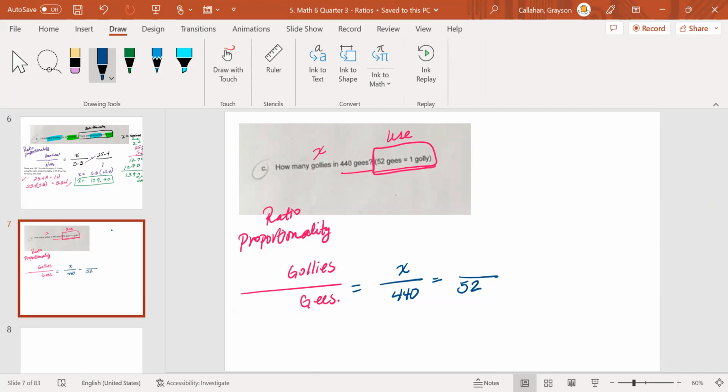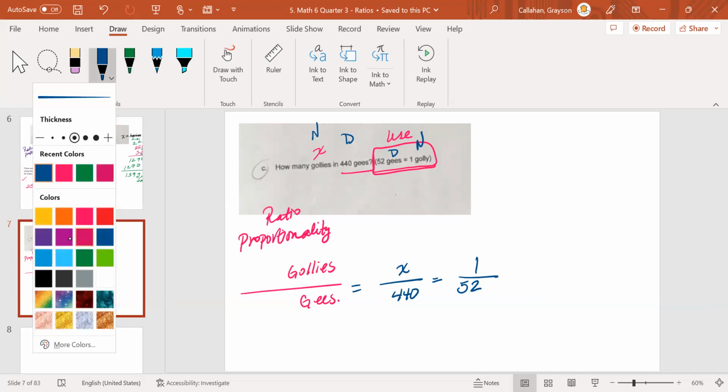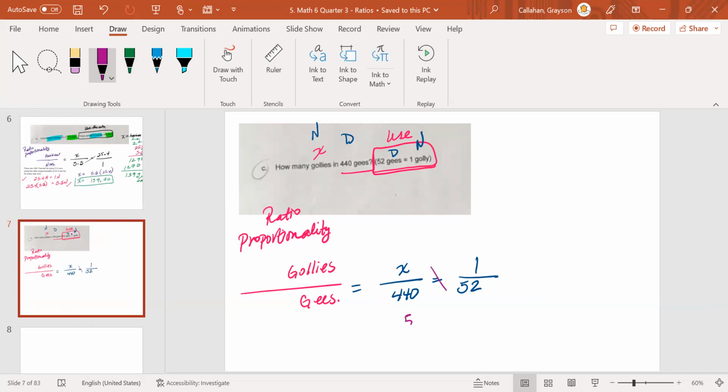You got to make sure you match them. Do you see how they wrote geese first? They did that to trick you, right? But remember, Gallies goes on the numerator, geese is the denominator. So make sure they're in the right proper spot. Equals 1 Galli, right? Now let's cross multiply this. When you cross multiply, you should have 52x equals 440, right?